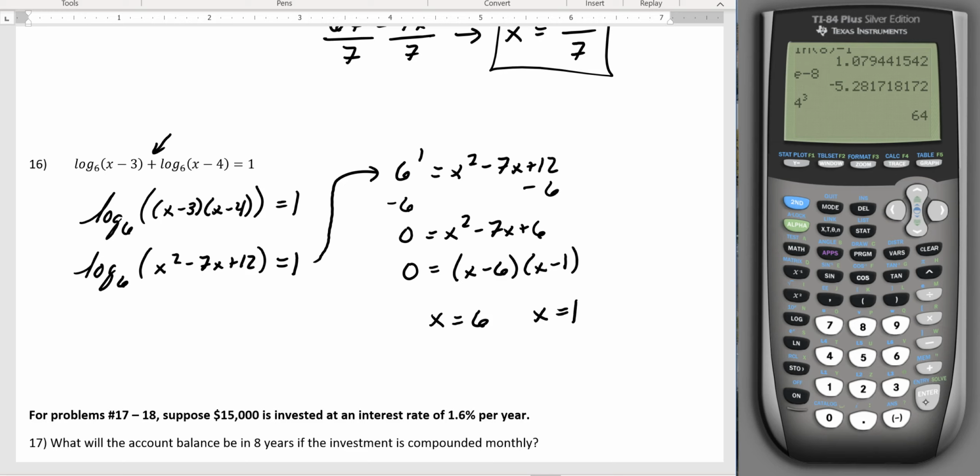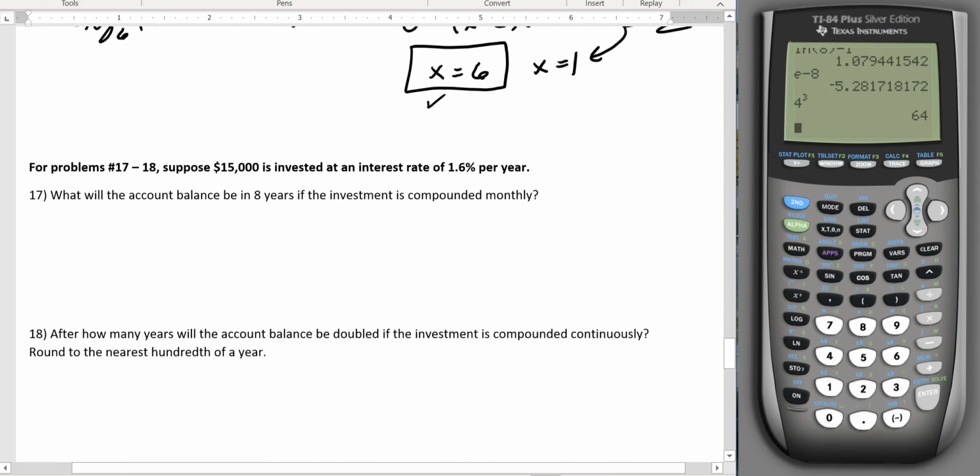Look in here. If I plug in 6, that works for both. They'd give positive. This would be 3. This would be 2. But if I plug 1 in, 1 minus 3 is negative 2. 1 minus 4 is negative 3. Remember, we cannot have negative values in our arguments, which means that x equals 1 is indeed extraneous. All right, so x equals 6 would be our solution here. Excellent. All right, got a few left. Let's see how we're doing.